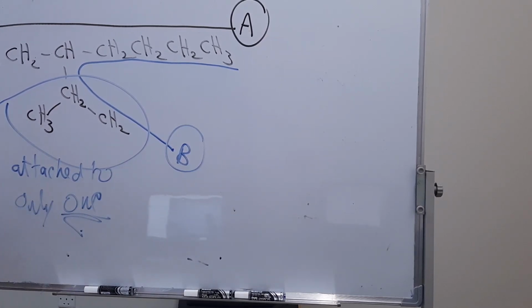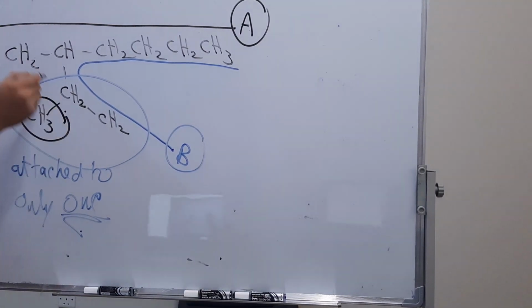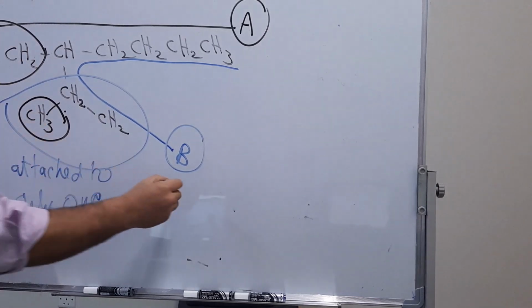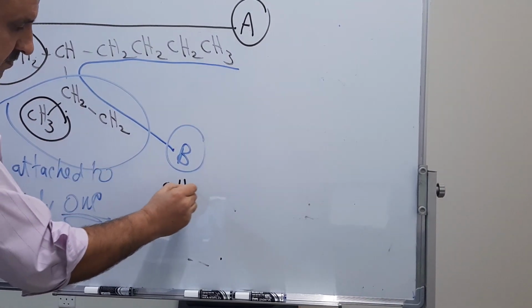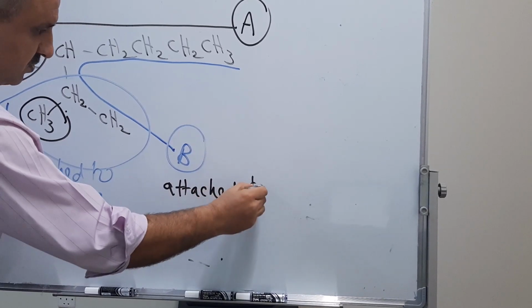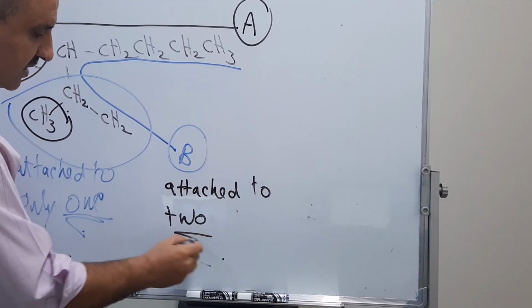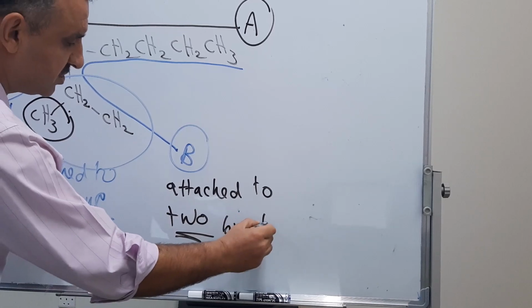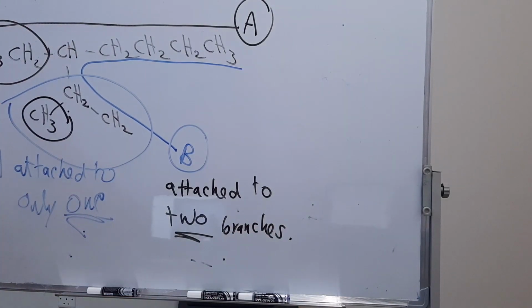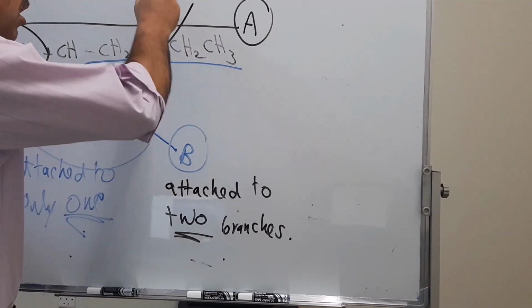But B, how many branches are attached to B? 2, exactly. B is attached to 2 branches. We have this, and then we have this. So B is attached to 2 branches. So definitely here it's not a choice. This is not the privilege of a choice that you can choose this or that. Then here A is wrong.